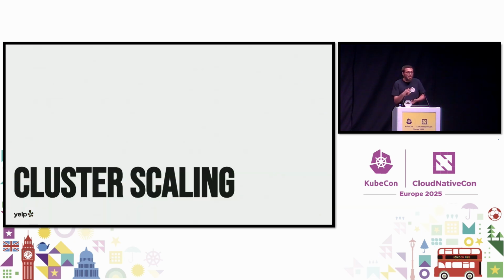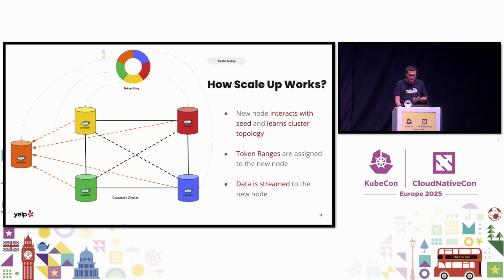So jumping to our application of init containers and solving different use cases, the first problem is about horizontal scaling of Cassandra clusters. How scale-up works in Cassandra: when a node joins the cluster, there is a seed node with which this newly created Cassandra node interacts to learn about the cluster topology, how many nodes are there, and the token range assignments.